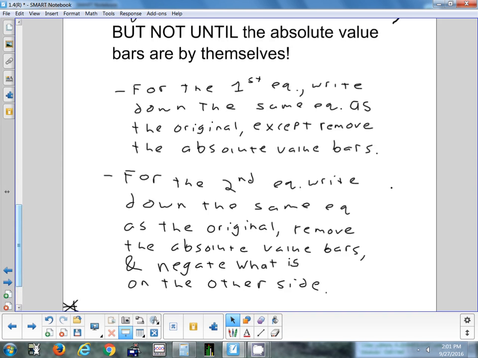For the first equation, we're just going to write down the same equation as the original, just without the absolute value bars. So that's what this means, guys. There's the original problem right here. There's your absolute value bars. There's your equal sign. There's a number. We'll split it. We'll write the original problem. The only thing is, it's going to have no absolute value bars.